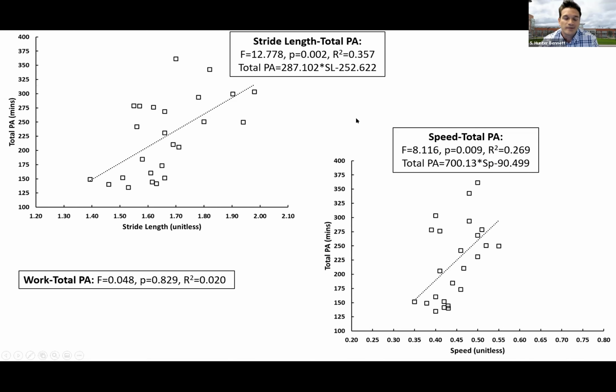For total PA, again, work was not a significant predictor of total time spent being physically active, whereas stride length and speed were significant predictors of it. Both of these variables being important, as we've seen in the literature, that across persons with a visual impairment, persons who are more prone to falls, and even healthy individuals who are more physically active or more able to be physically active typically choose to walk with longer stride lengths and at faster speeds.